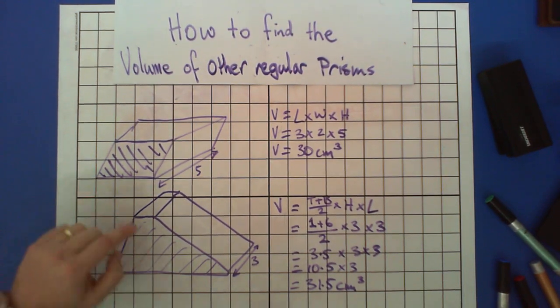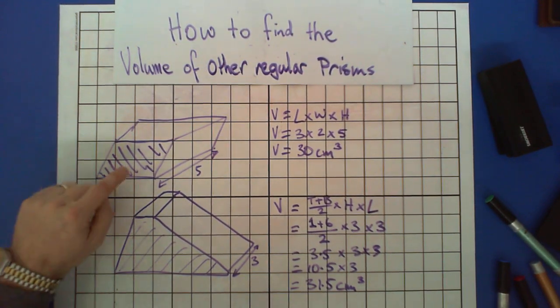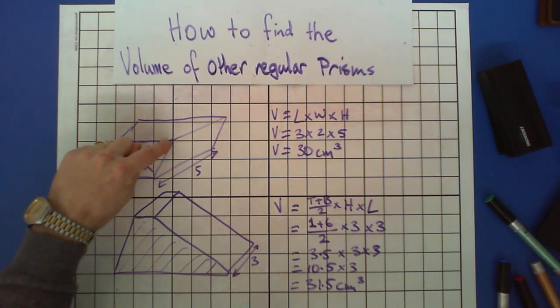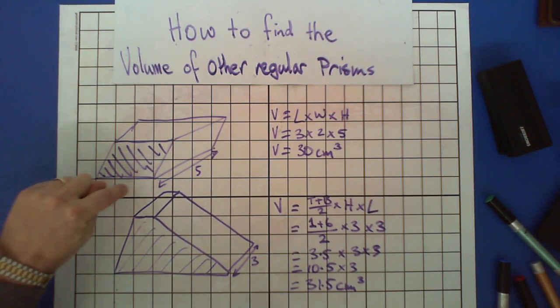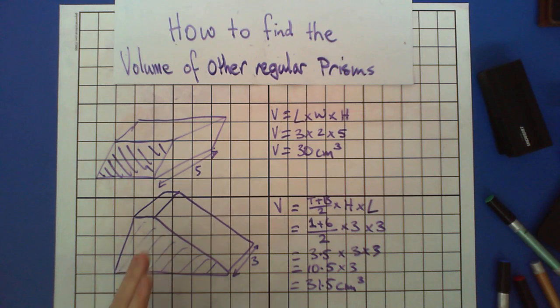Okay, so it doesn't matter at all what the area is of the end of our prism. Okay, we just find that area and we'll multiply it by the length. So hopefully that's enough to get going on some of our other regular shaped prisms.